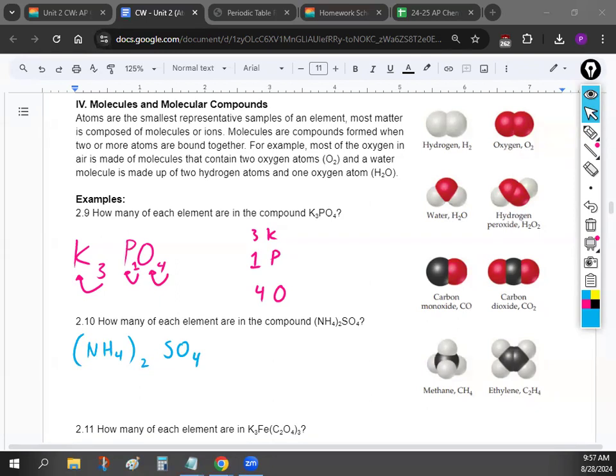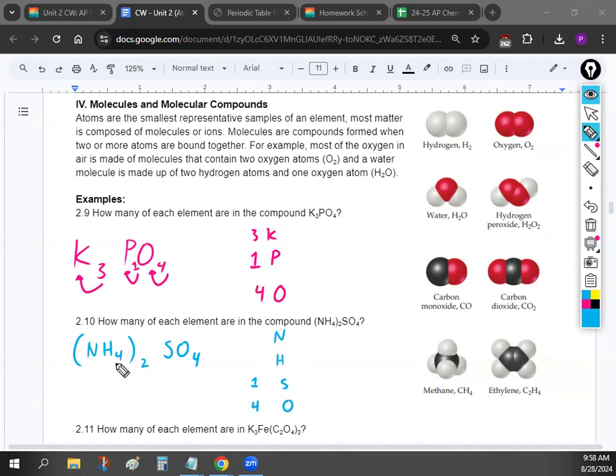Okay, so if we take a look here, I'll just write down the elements first. We got nitrogen, hydrogen, sulfur, and oxygen. So sulfur and oxygen are really easy. It's 1 and 4, okay? So the nitrogen and hydrogen are the ones we need to look out for.